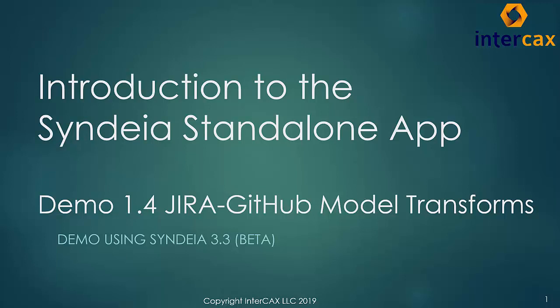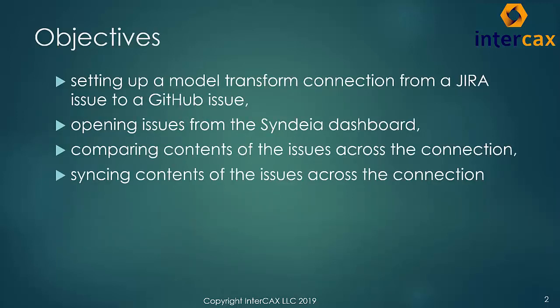The combination of JIRA and GitHub is the first model transform supported by Syndeia without a SysML tool on one side of the connection. In this video, we will demonstrate the basic functionality of this feature, including setting up a model transform connection from a JIRA issue to a GitHub issue, opening issues from the Syndeia dashboard, comparing contents of the issues across the connection, and syncing contents of the issues across that connection.